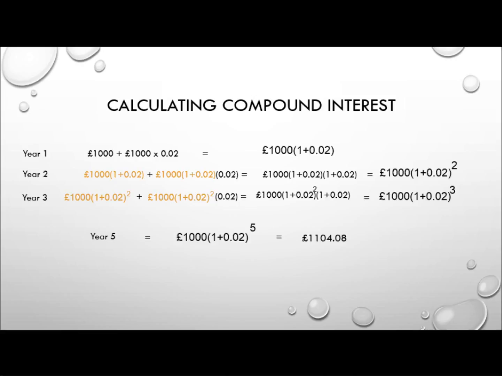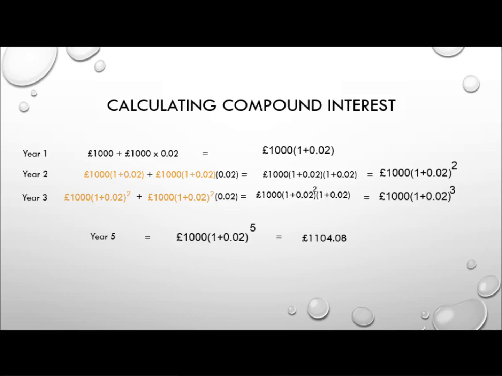So at the end of year 3, this time we're adding 0.02 times the balance from year 2 onto what was at the end of year 2. And again, this time we're factoring out everything from the balance of year two. So we're factoring out £1,000 times (1 plus 0.02) squared. And when we factor that out, we end up with (1 plus 0.02) again. So when we're multiplying (1 plus 0.02) squared by (1 plus 0.02), what we've got is (1 plus 0.02) cubed.